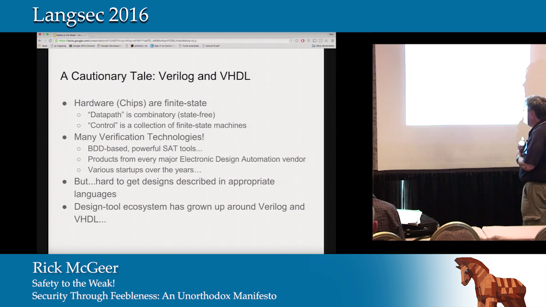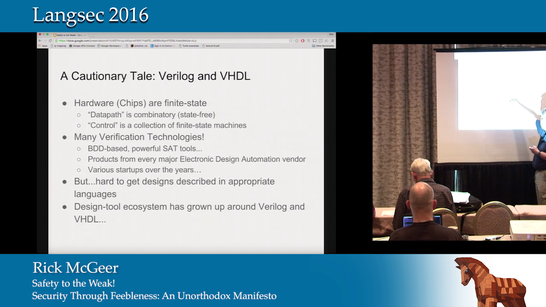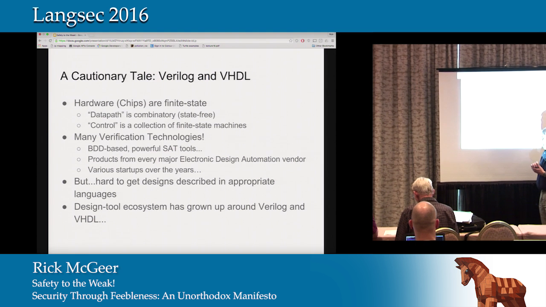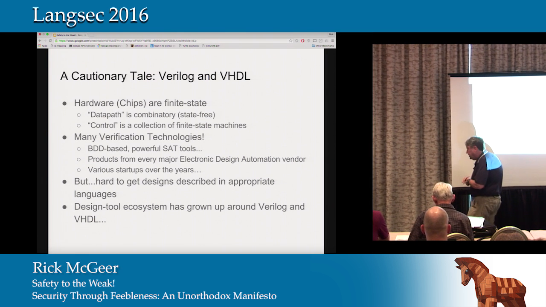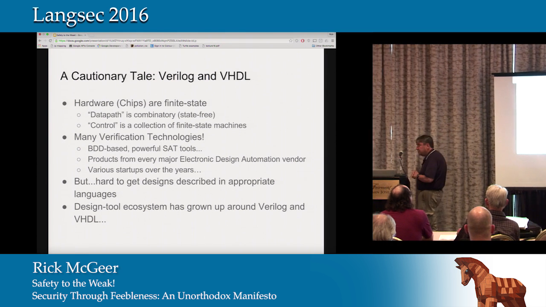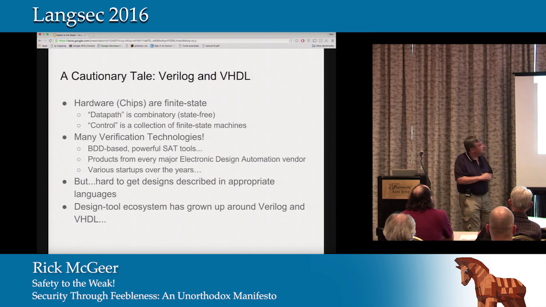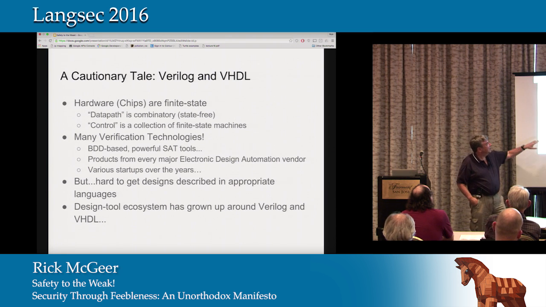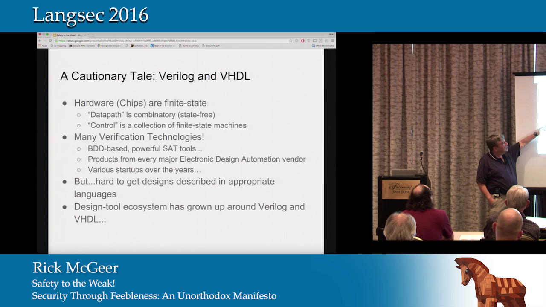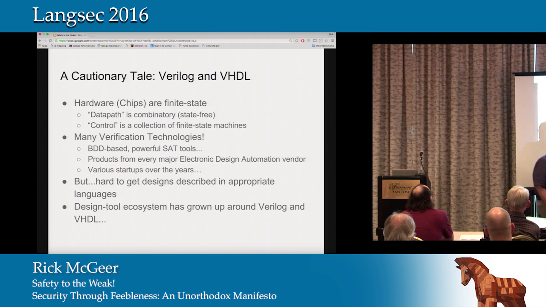There are many verification technologies. They use BDD-based data structures and powerful SAT tools. Ken McMillan won the ACM Doctoral Dissertation Award in the early 90s. There was a brace of great theses that came out of CMU in the early 90s about how to do this, all under Ed Clarke, who eventually won the Turing Award for it. So this could, no kidding, be done. The problem was, it was hard to get designs described in the appropriate language.